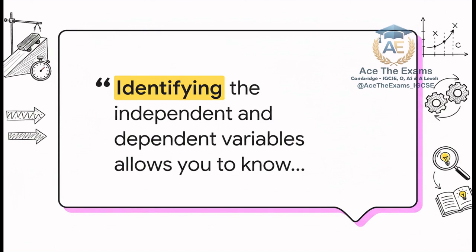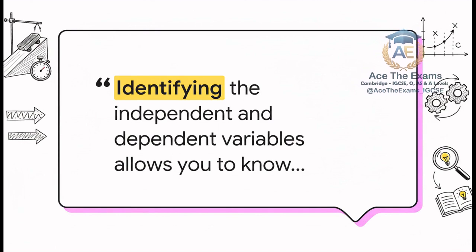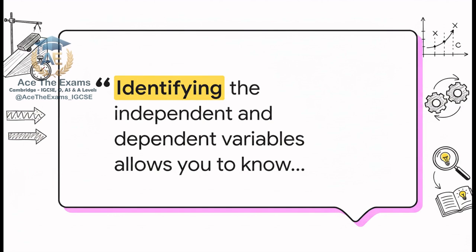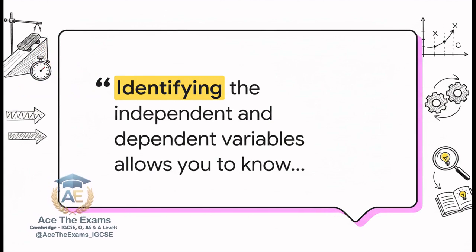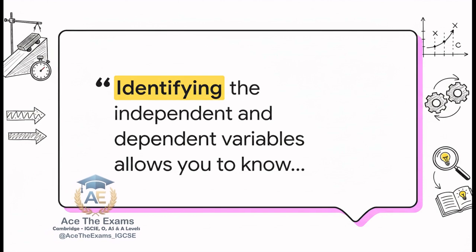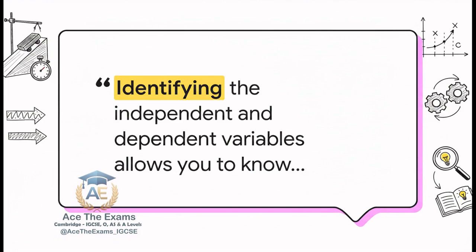So, the crucial point is captured perfectly in this quote straight from our source material. Identifying the independent and dependent variables allows you to know which factor is affecting the other one. That is the ultimate takeaway here. Clear identification reveals the true hidden relationship in your experiment. It is the absolute foundation of every single scientific method you will ever be tested on. If you understand the variables, you understand the experiment.